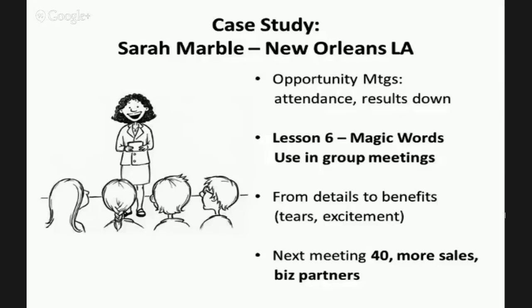And she said what she really noticed is it changed how people experienced the meeting. She said we had people passing Kleenex around, there was tears, there was all kinds of excitement, and it showed up in her results because the next meeting they held, they had over 40 people show up. The team went home and got a bunch of new prospects because they could see what was happening, and they generated more sales and business partners instantly just by making this simple little change in how they were leading an opportunity meeting.